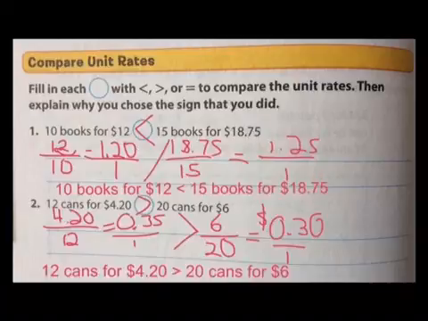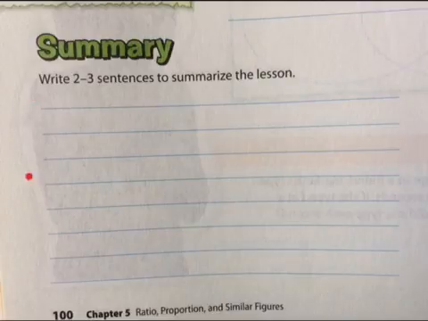Okay. Please write 2 to 3 sentences about what you learned today. I know that you learned about unit rates and you learned to compare unit rates, but you can go ahead and add anything else that you felt you learned. See you in class, everyone.